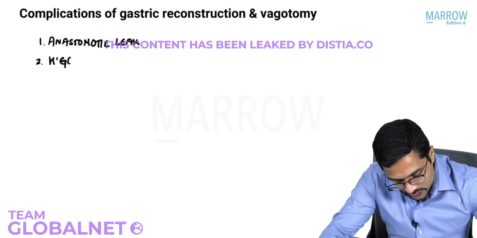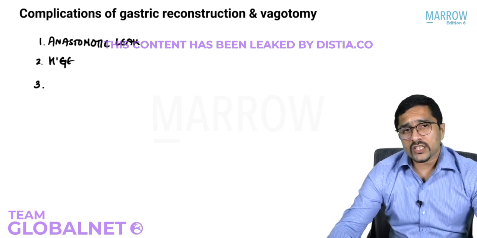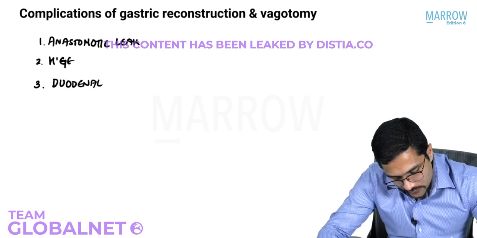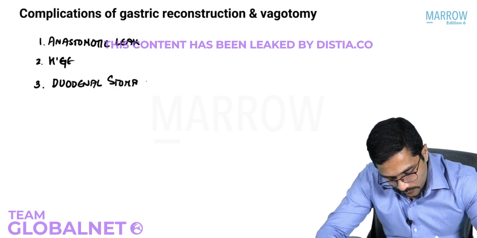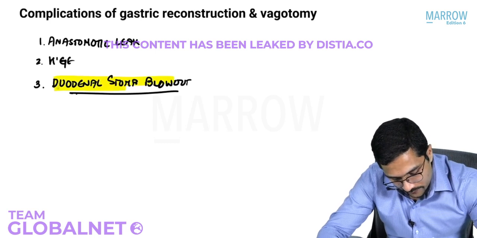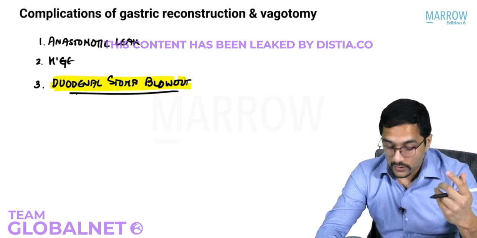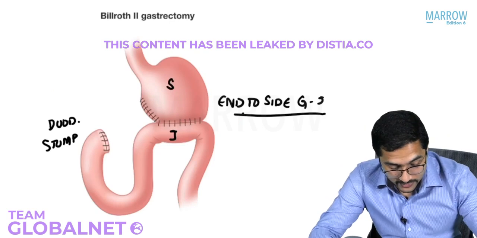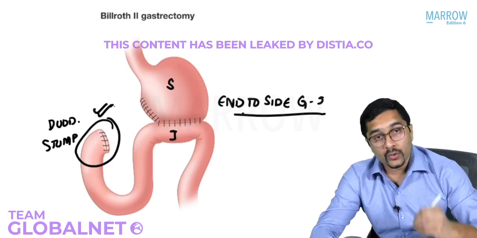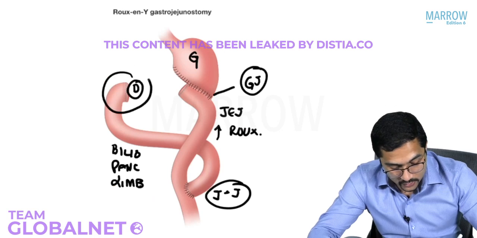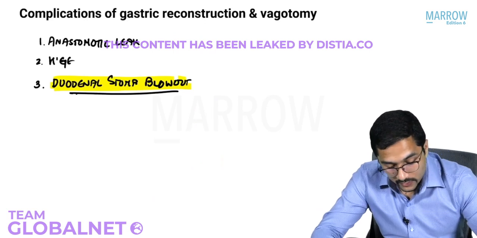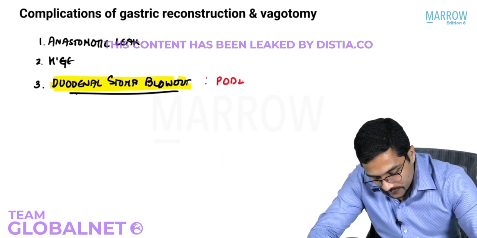There can be hemorrhage which can occur. There can be duodenal stump blowout. Now, in which two surgeries were duodenal stumps being formed? Right? Was it being formed in Billroth 1? No. This was Billroth 1. There was no duodenal stump. Billroth 2, correct. This is our duodenal stump in Billroth 2. In Roux-en-Y, correct. This is our duodenal stump in Roux-en-Y. So, duodenal stump blowout can occur on post-operative day 4. This has been asked.